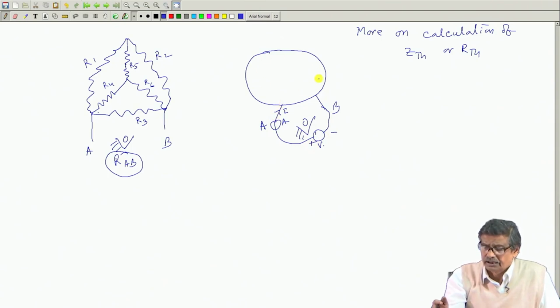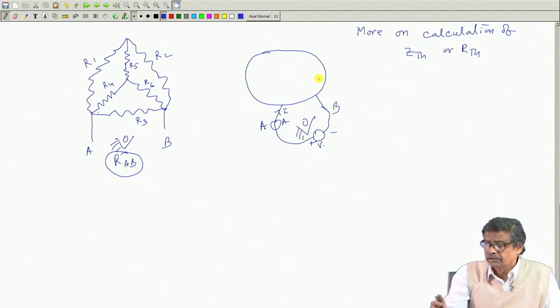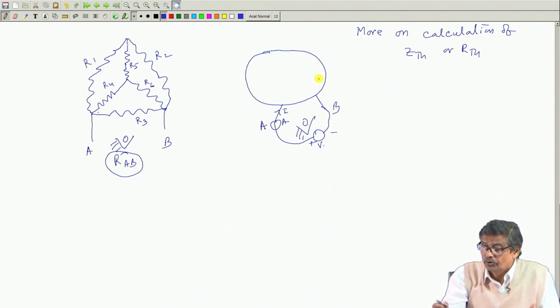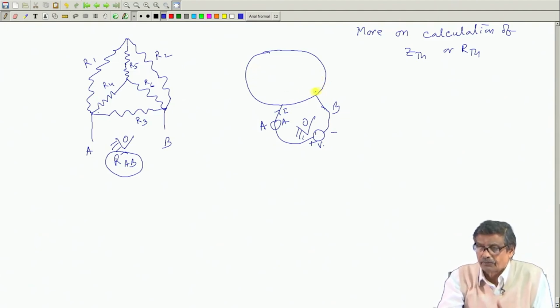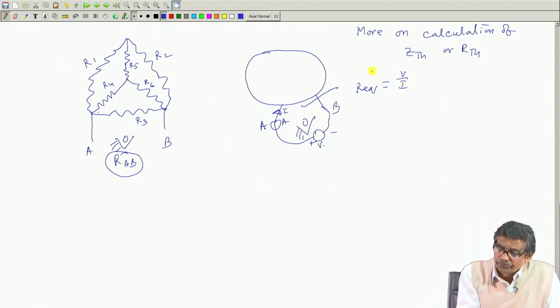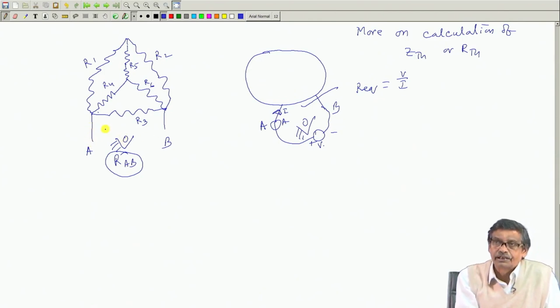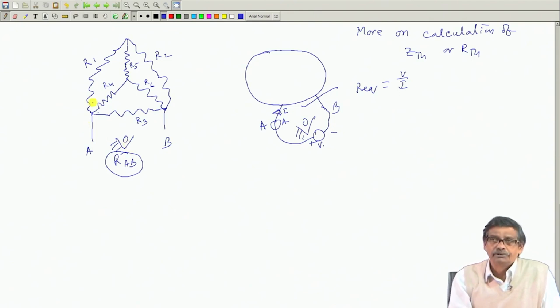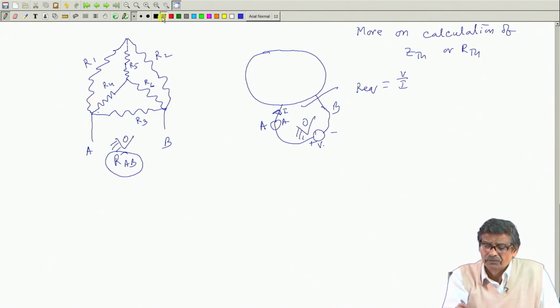In fact, nothing needs to be known about how these impedances are connected. One way of doing it is to apply some voltage and see how much current it is drawing from the supply. Then R equivalent across AB will be V by I. That way it can be solved, though you have to solve another network now. That is one way of handling this if it is a DC circuit.